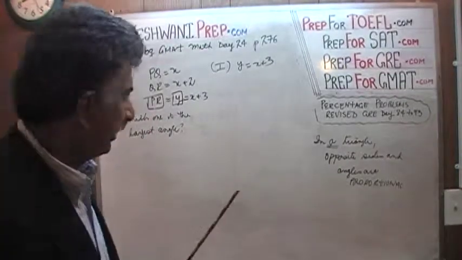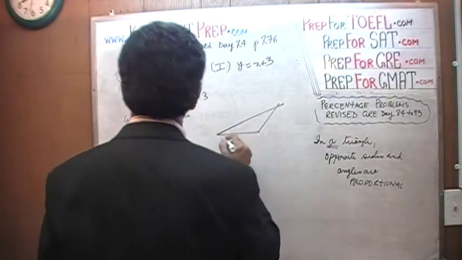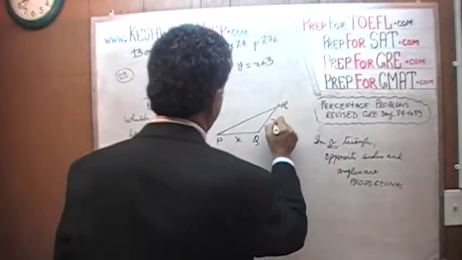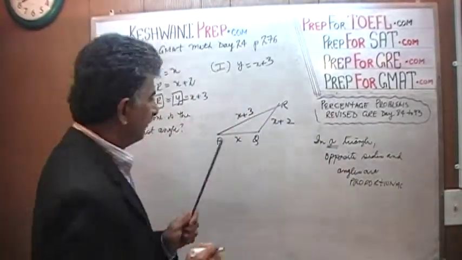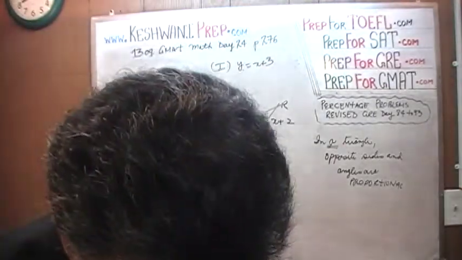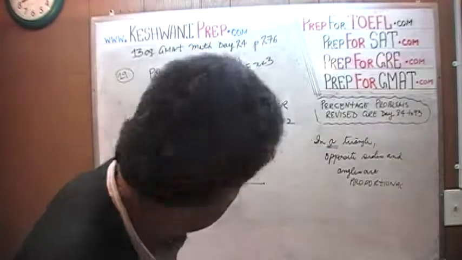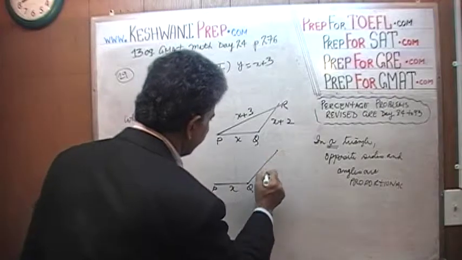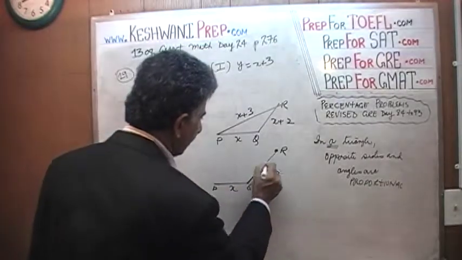Now, just for the learning purpose, we can actually draw it. Let's see if I can draw something. P to Q is X, Q to R is X plus 2, and P to R is X plus 3. As you can see, mine is not drawn to scale, because this is X plus 2 and this does not look very large. If it were drawn to scale, let me redraw it, it should look something like this. P to Q is X, and this is X plus 2, which is Q to R. As you can see, this is a little bit longer than this one.